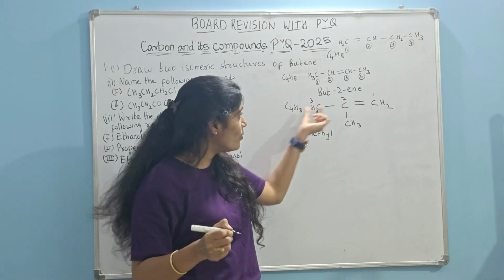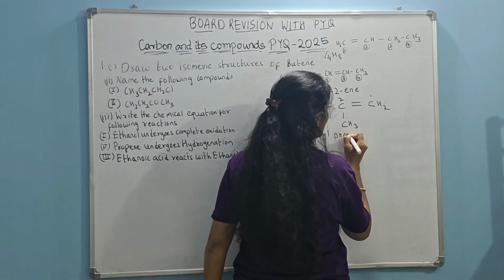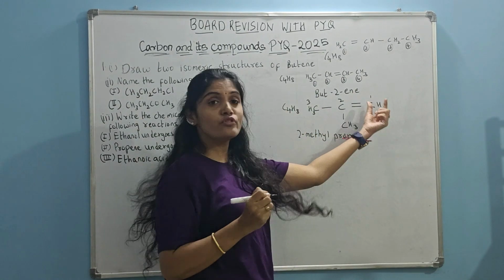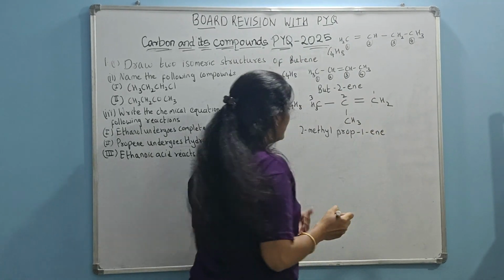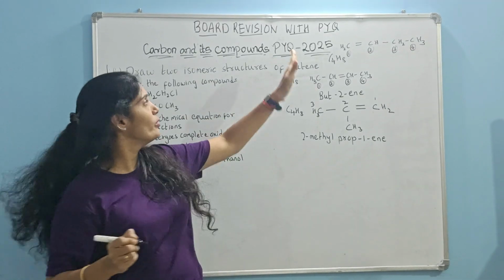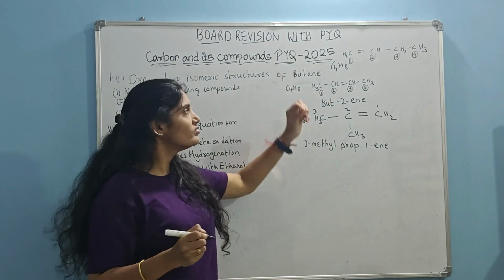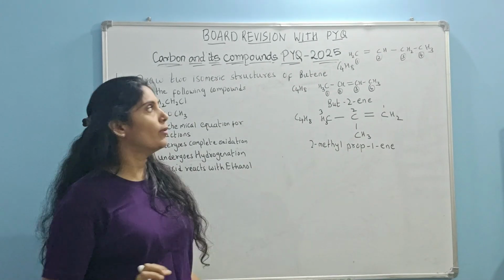What should you write next? How many carbons are there in the main chain? 3 carbons, so prop. What is the position of the double bond? Carbon 1, so prop-1-ene. So it is 2-methylprop-1-ene and but-2-ene. We have got 2 isomers for butene, having the same molecular formula but with a different arrangement of atoms or the double bond.